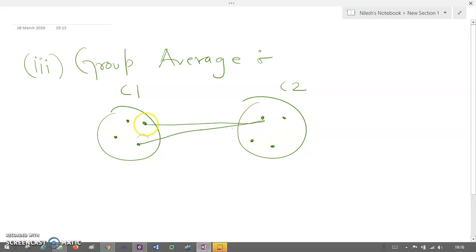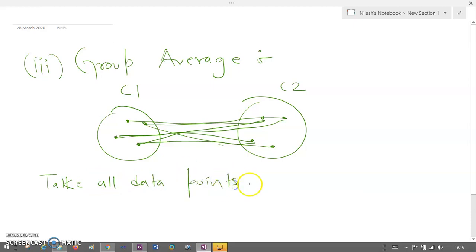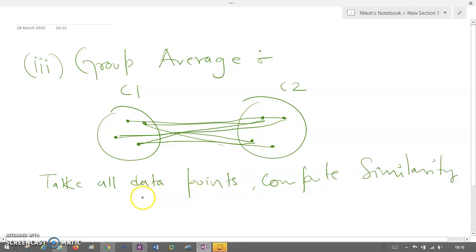So this could be like this. You can join this thing. It is very hard for me to draw, but you can see that I'm joining all data points to all other data points for cluster 1 and cluster 2. What I'm saying is: take all data points and compute similarity according to the average you get. I hope you understand it.